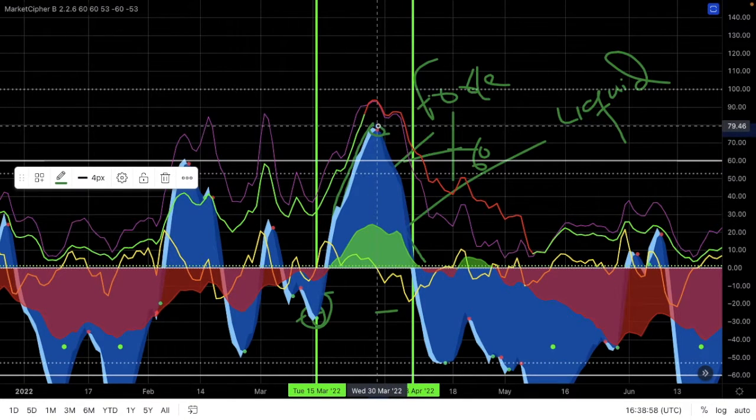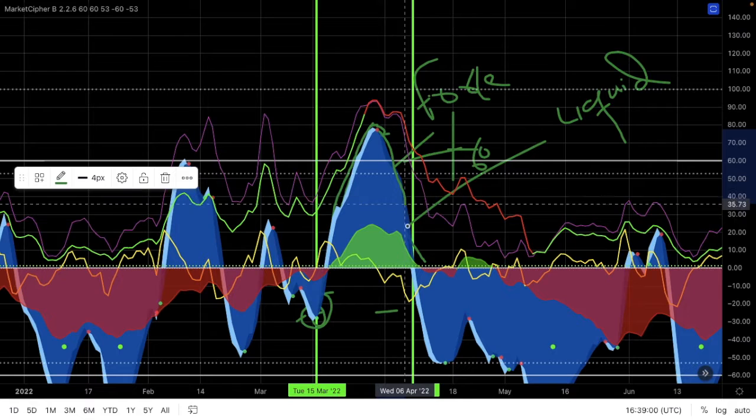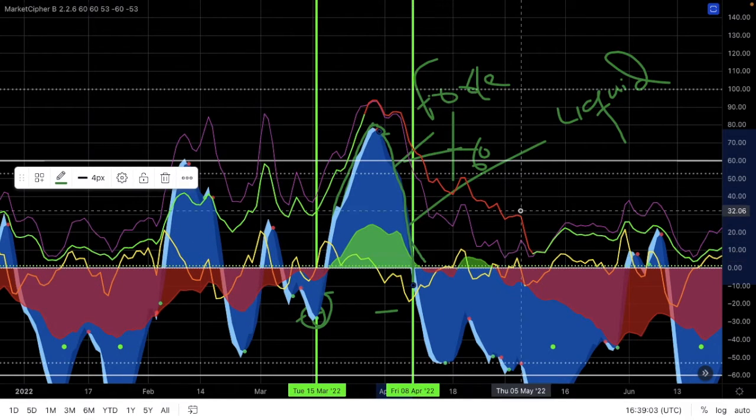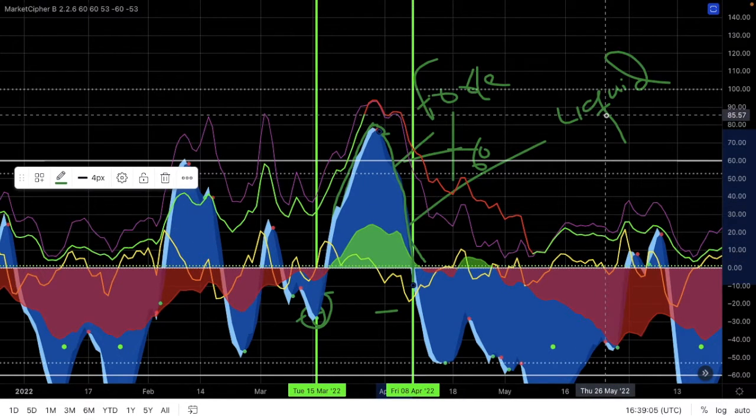So what happens to momentum? Momentum falls down into the negative territories. Once it's red, you know it's coming down. Basically, this is common sense. Once it's green, it's going up. I'll probably touch on the difference between the red dots and the green dots in the next video.